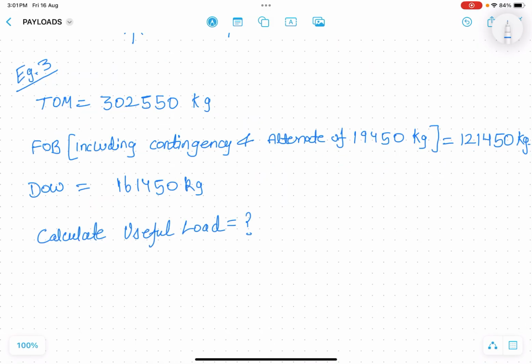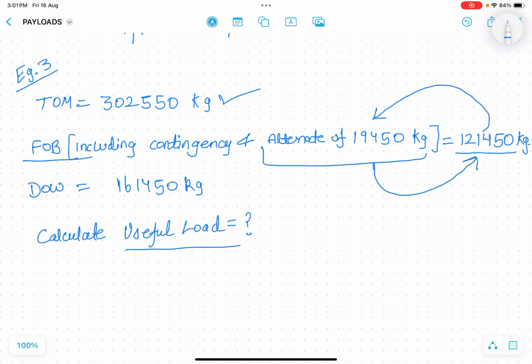And this is the example of case 3, where we will have to calculate the useful load using the given data, and given data is takeoff mass. It is given 3,02,550 kilograms. Fuel on board is 1,21,450 kilograms, and this includes the alternate of 19,450 kilograms. So this is our alternate, and it is included in fuel on board. The dry operating weight is 1,61,450. So how do we calculate useful load?